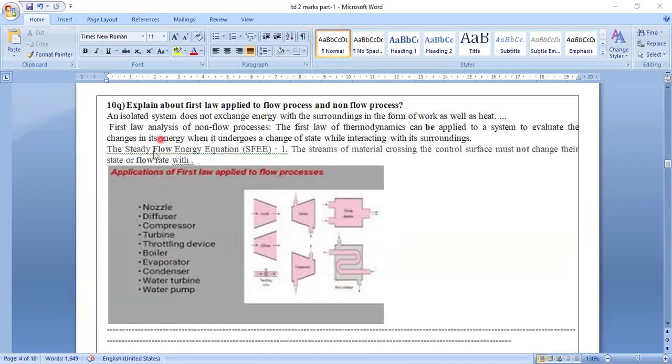These are all steady flow energy equations. They have some boundaries, and the stream flow is limited to these boundaries only. Within this length and width it should remain. Then it is called the steady flow energy equation. Otherwise it is called a non-steady flow energy equation. So this is the explanation for flow process and non-flow process.